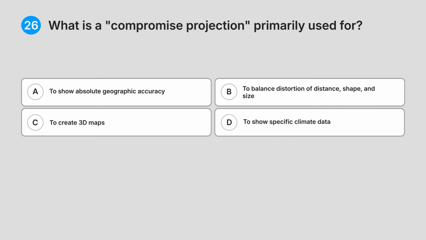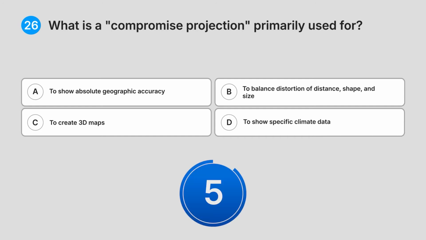A. To show absolute geographic accuracy. B. To balance distortion of distance, shape, and size. C. To create 3D maps. D. To show specific climate data. What do you think is the answer?